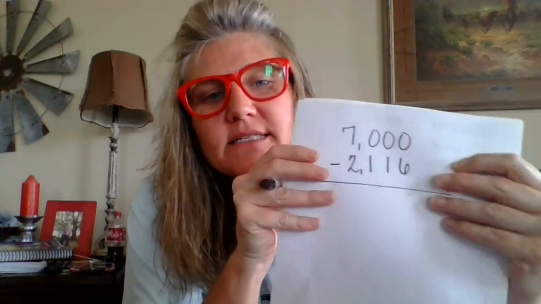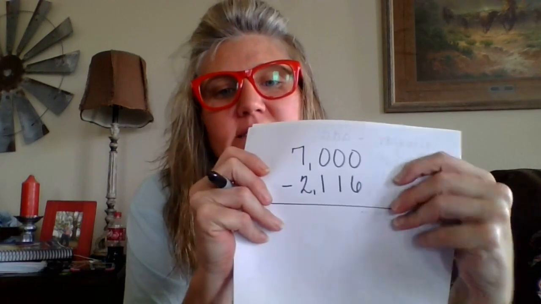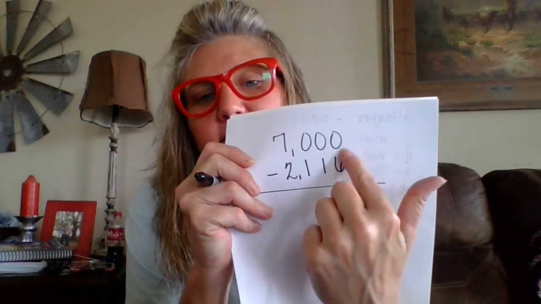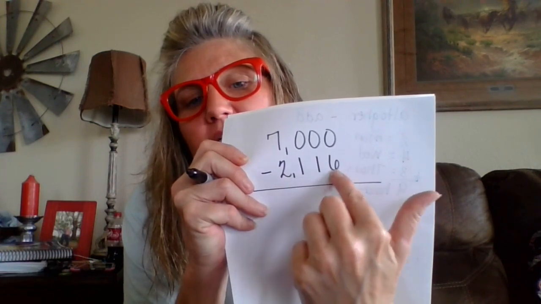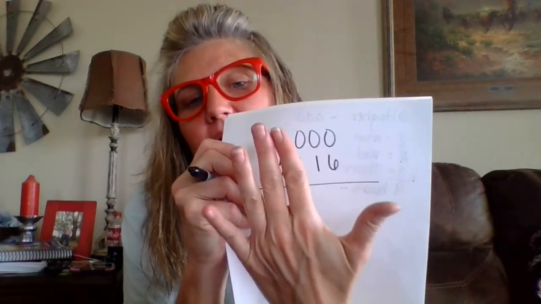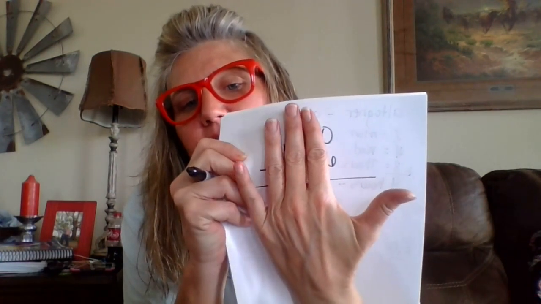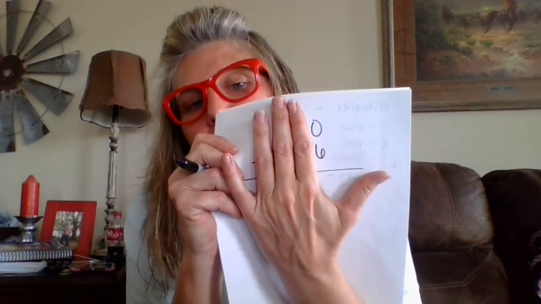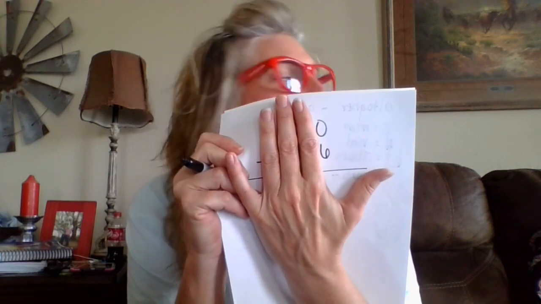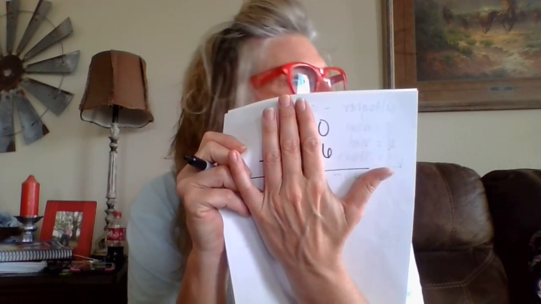I'm on my soapbox. Okay, so look, we have 7,000 minus 2,116. All right, where do we always start, guys? Always, always, and forever, your ones place. Here's your ones place. You have a 0 minus a 6.